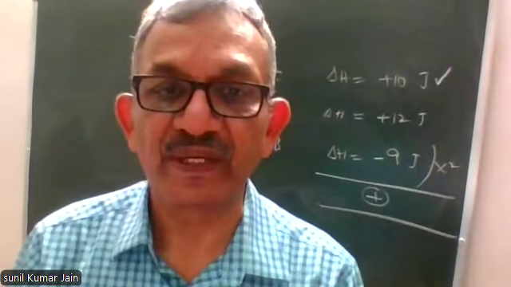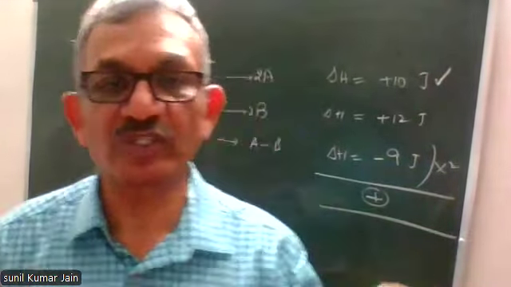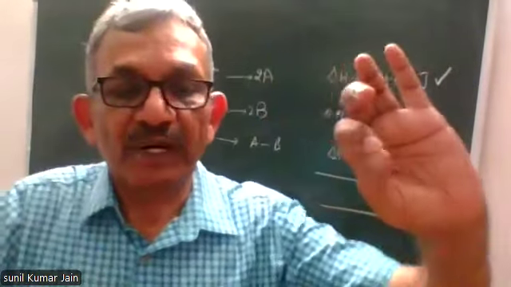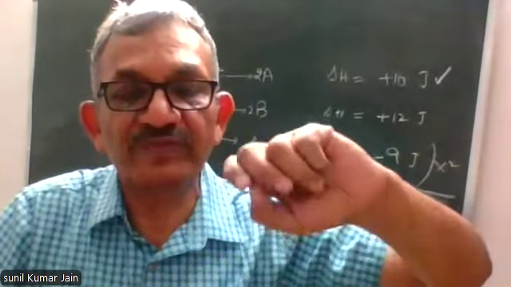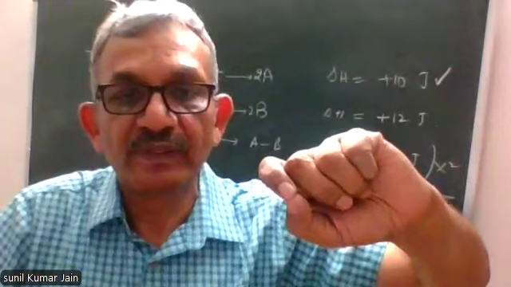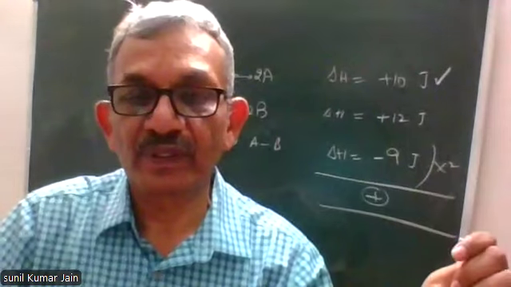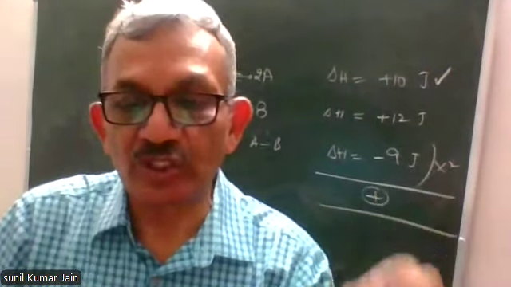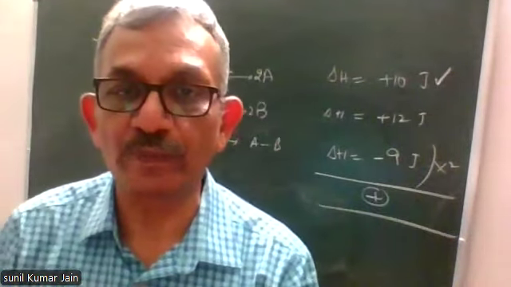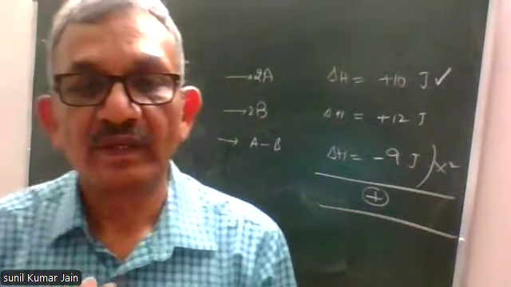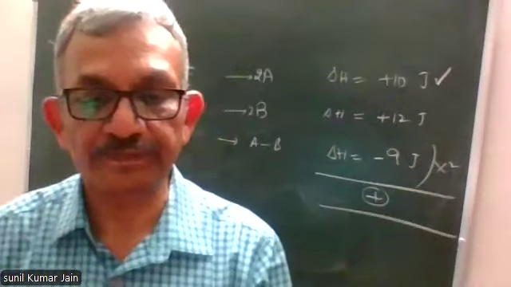Now, B part, small b. Now we are talking about negative deviation, will not take much time because it is opposite of positive. B part: if partial VP of each component is less than expected, solution is considered to show negative deviation from Raoult's law.